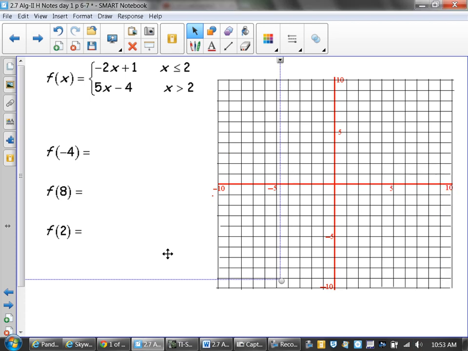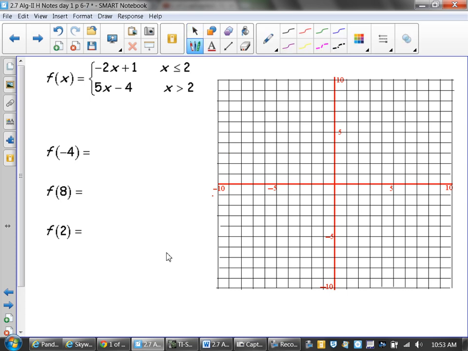We graph it by the normal means. We start at our y-intercept of 1, and we walk our slope of -2. Slope is -2, so we go down to the right 1, up to the left 1, like that. But now we have to be more specific about the domain. I'm only looking for this graph to be shown whenever x is less than or equal to 2.